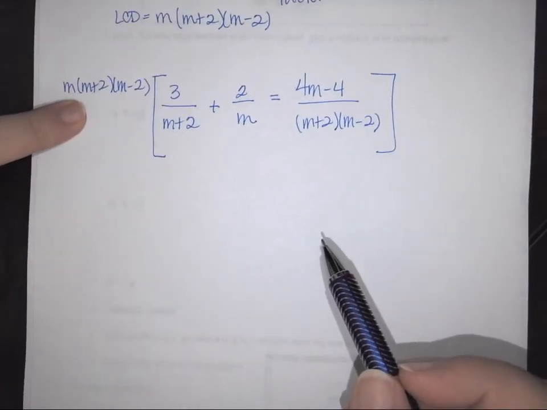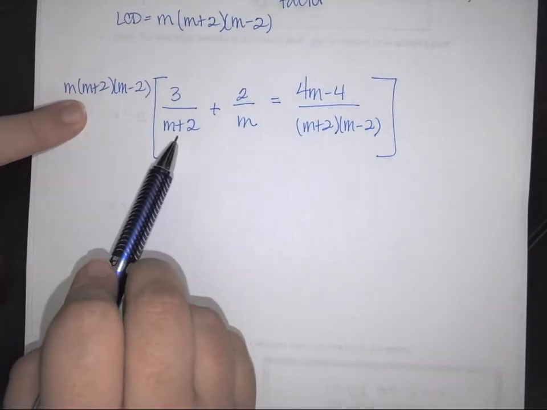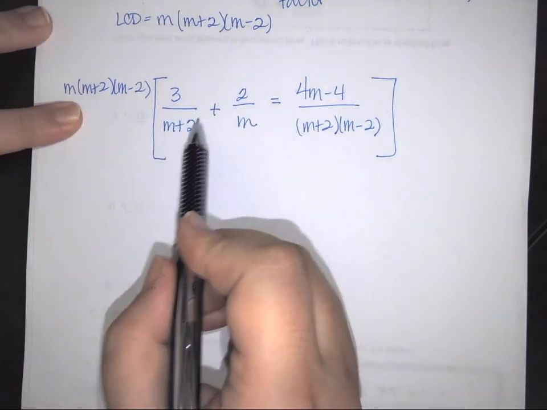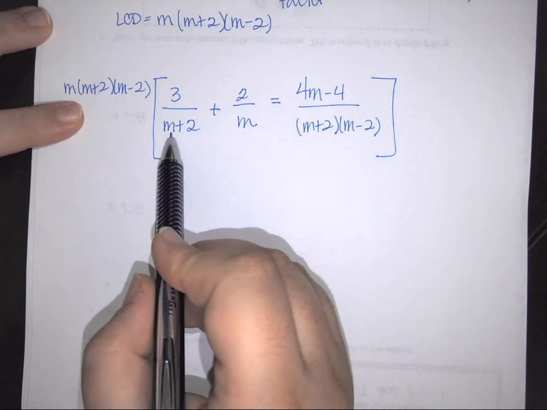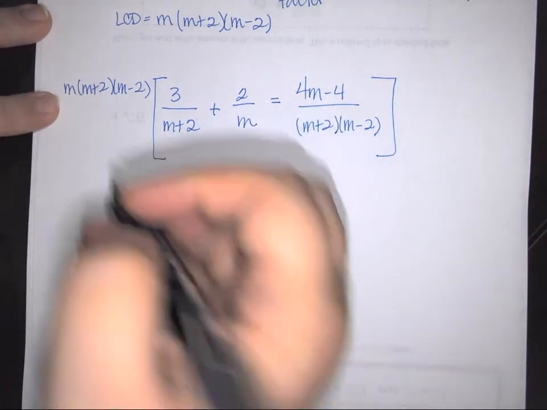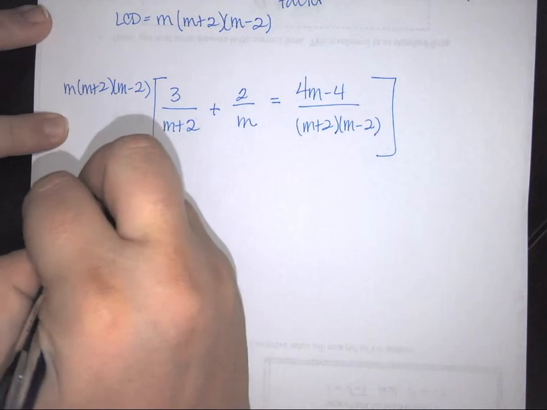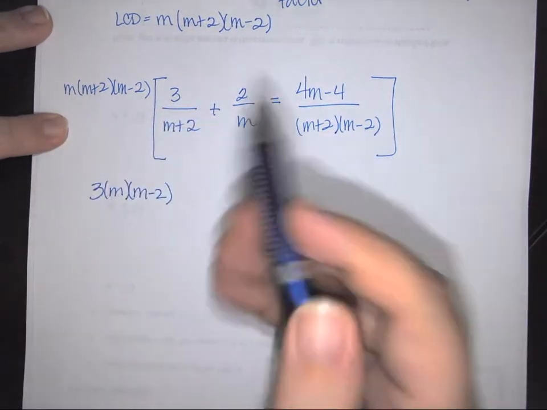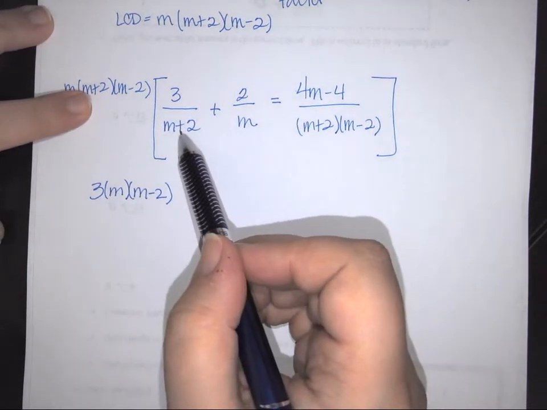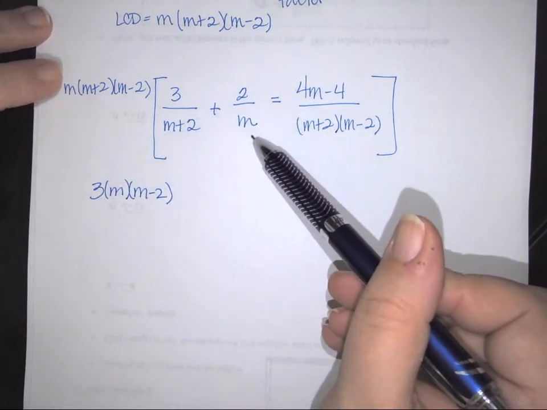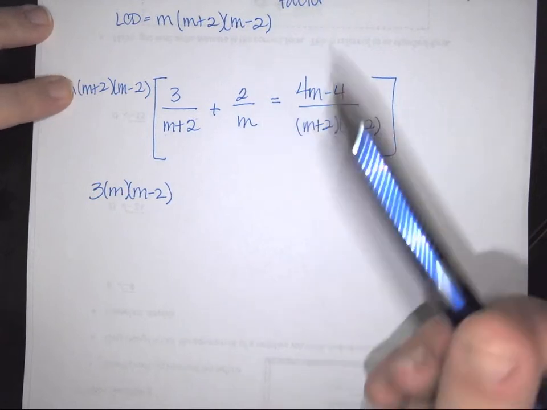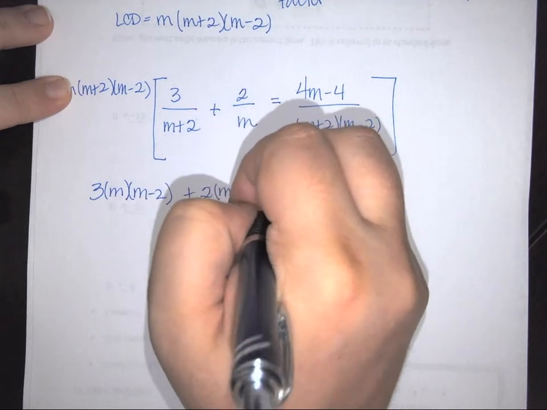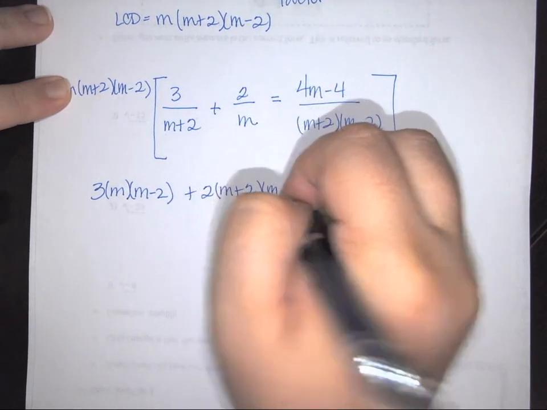So when I look at my first fraction, I have to multiply the LCD by that. So notice here my denominator goes away and the only thing that's left behind is m and m minus 2. So this first part is going to become 3 times m minus 2, because the m plus 2 piece disappears. If we look at the second fraction, the m part disappears and leaves behind the m plus 2 and the m minus 2.